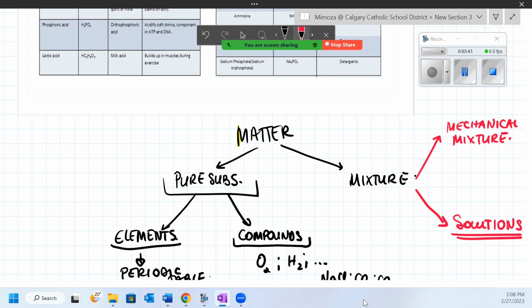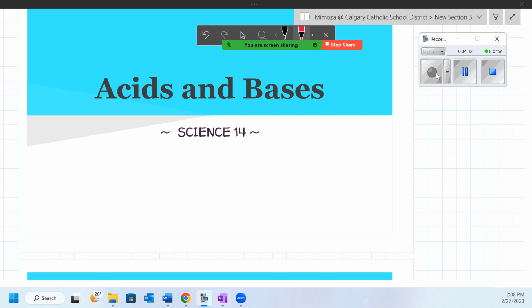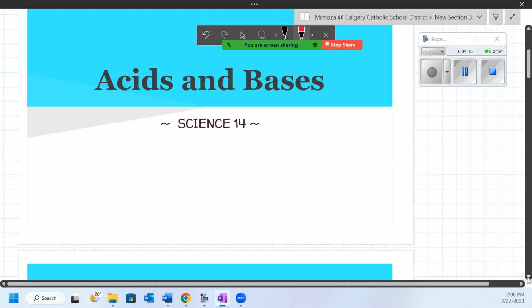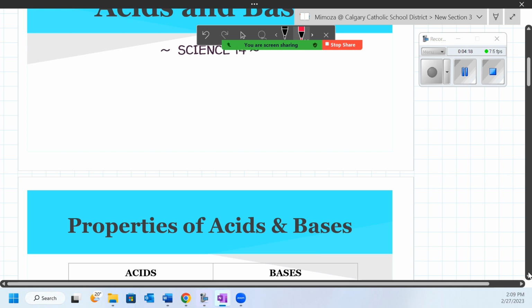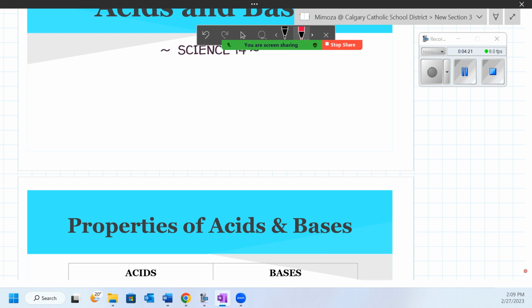However, another very important part of solutions is acids and bases. Even in our everyday life, when we are either cooking or cleaning, we are dealing with some solutions, and some of them are bases and some of them are acids. But it doesn't matter whether they are bases or acids, they are lying under the solutions.